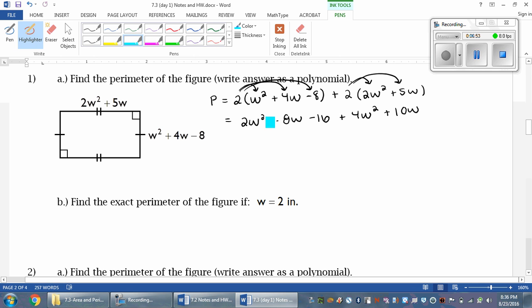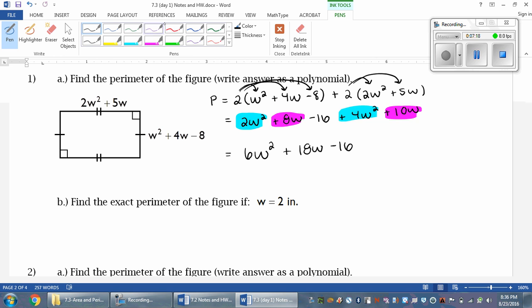From here I have some like terms. I have 2w squared and 4w squared, as well as 8w and 10w. I combine them: 2 plus 4 is 6w squared. And when we are combining like terms, we do not add the exponents. We keep the exponents the same. 8w plus 10w is 18w. Then negative 16. Now this is the polynomial that the perimeter is expressed as.